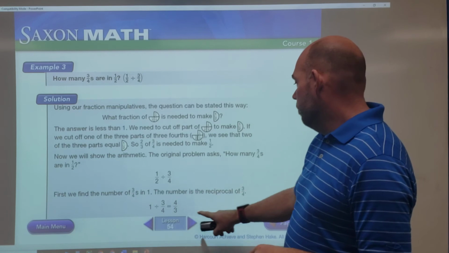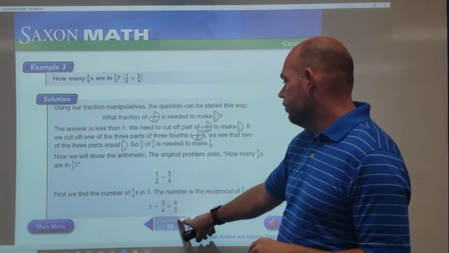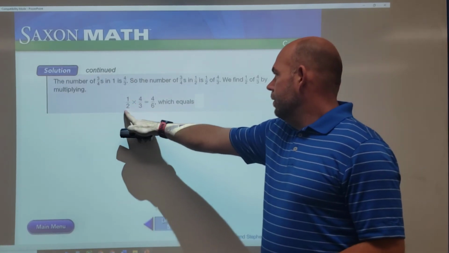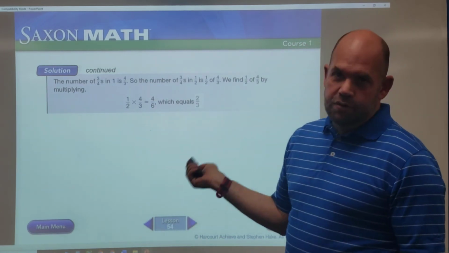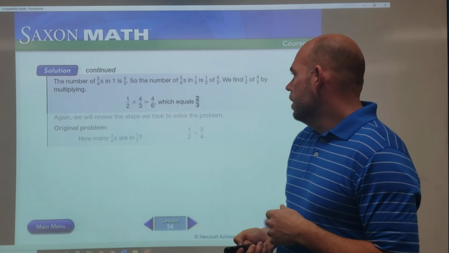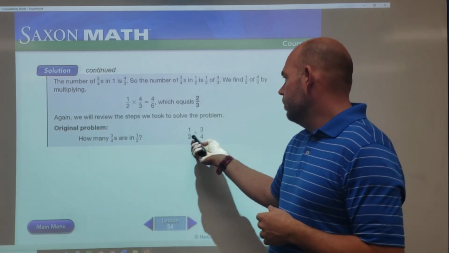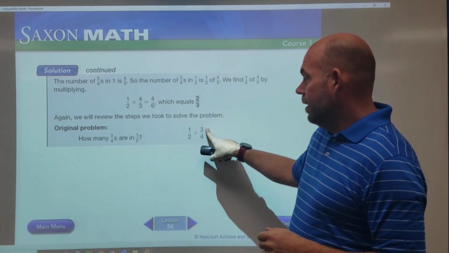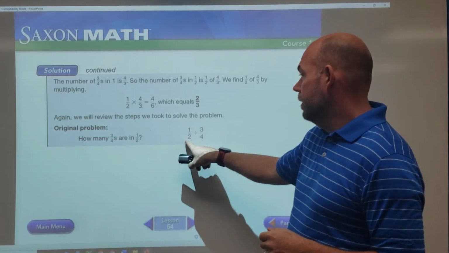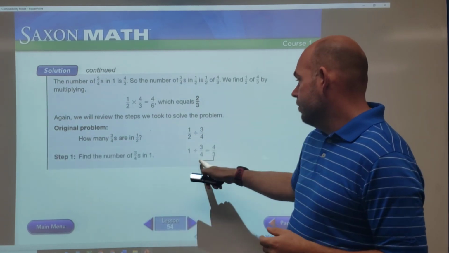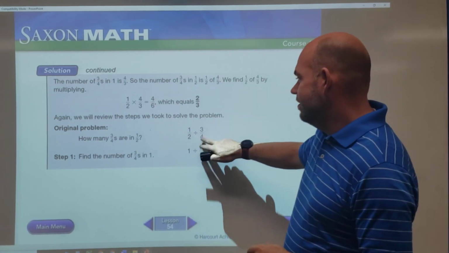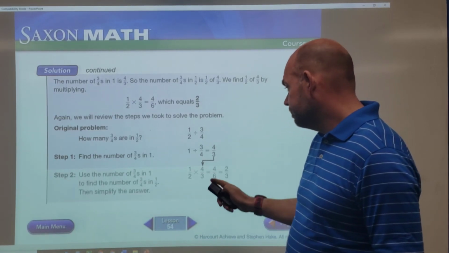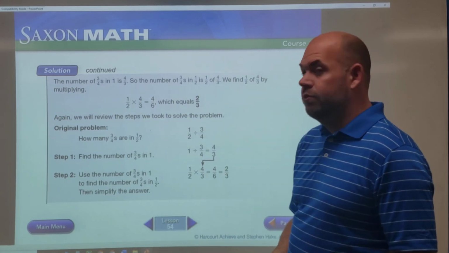All right, so here we change that from 1 divided by 3/4 equals 4/3. This is just showing us how to get 1. So we're multiplying 1/2 by 4/3, which gives us 4/6, which reduces to 2/3. There you go. Again, the original problem, how many 3/4 are in 1/2? 1/2 divided by 3/4. At this point, I would just say 1/2 divided by a fraction is the same as multiplying by the reciprocal. So 1/2 times 4/3. But they're going to say how many 3/4 is in 1? It's 4/3. So this is step 1. It's just finding a reciprocal. So that's all you're doing. And then we find that it's 4/6, reduce that to 2/3.